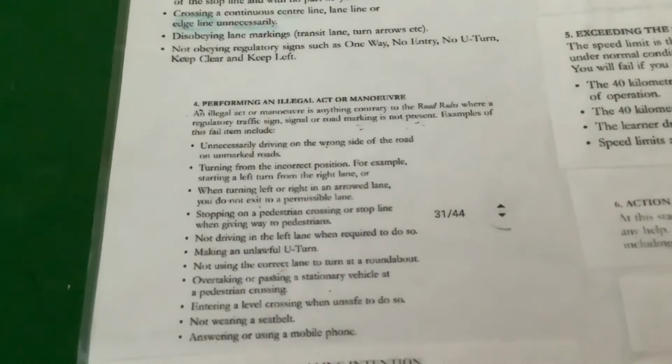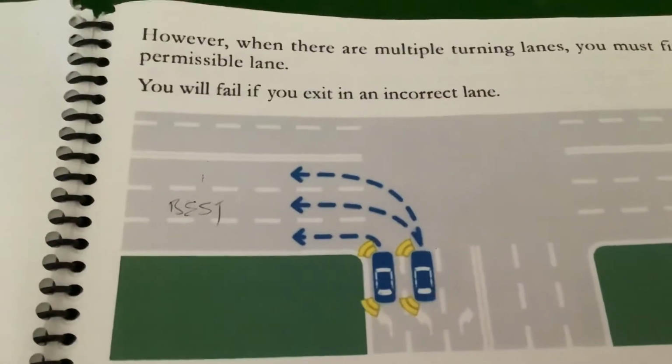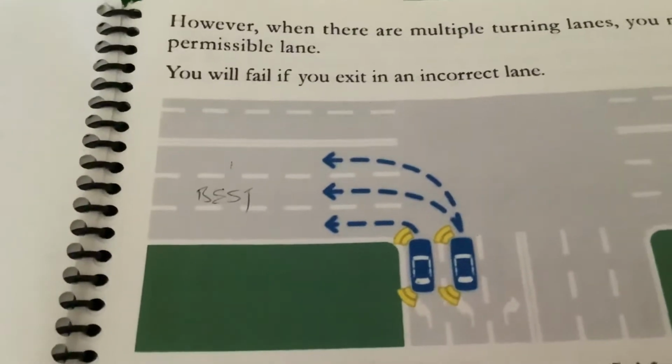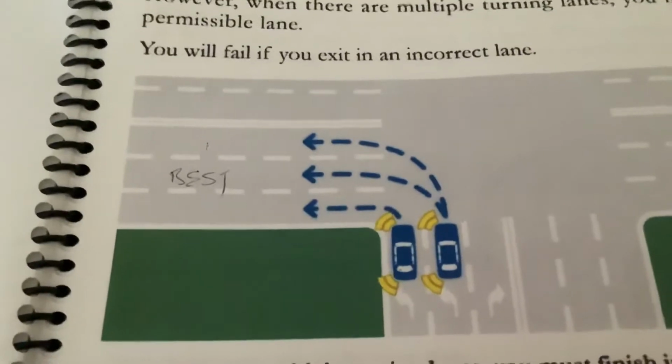And warning, turning left or right in an arrowed lane, you do not exit in a permissible lane. So again, this is a good example for this one. Yeah, so the blue vehicle is turning left, two lanes are turning left. So left lane ma left ma janu paryo, middle ma middle or right jai ma or middle best huncha.